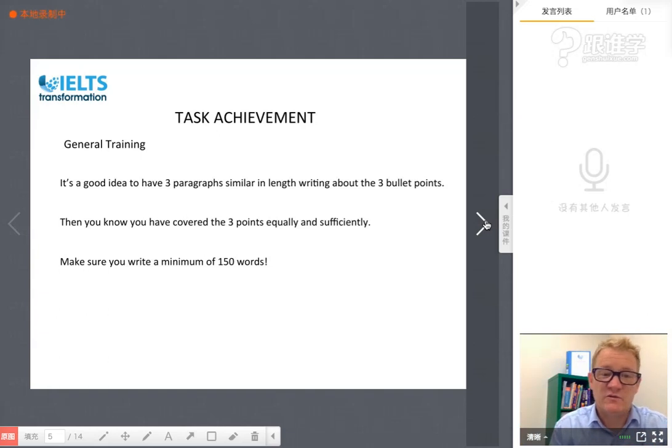So what I'm saying is we've got 3 bullet points and 1, 2, 3 paragraphs, okay? And about similar in length, so approximately 50 words. Then you know that you've covered the 3 points sufficiently, and of course you must write a minimum of 150 words. If you write less, you're going to lose marks.